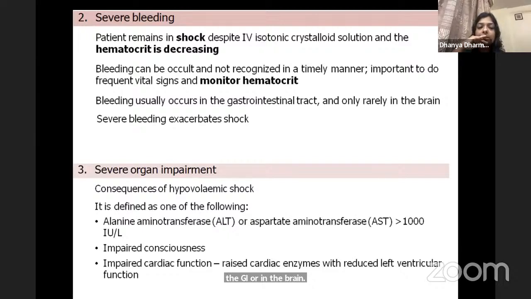Severe organ impairment is defined as liver enzymes more than 1,000 international units per liter, impaired consciousness, or impaired cardiac function.